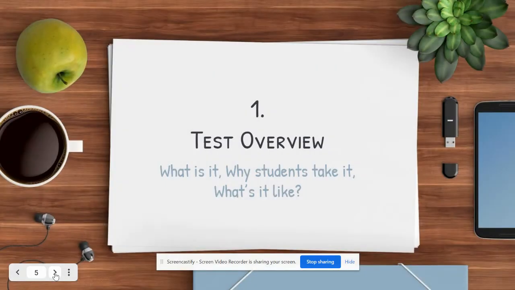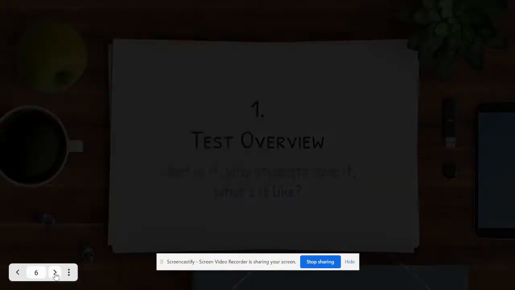So I want to talk about what the test is, why students take it, and what it's like to take the test. This is not a deep dive. This is not strategies. This is not looking at specific types of questions. Those are going to be in later videos. So again, if you're familiar with the test and you find this a little bit elementary, I welcome you to stop the video and look at some of the deep dives and see if those will be more useful to you. Otherwise, continue with me.